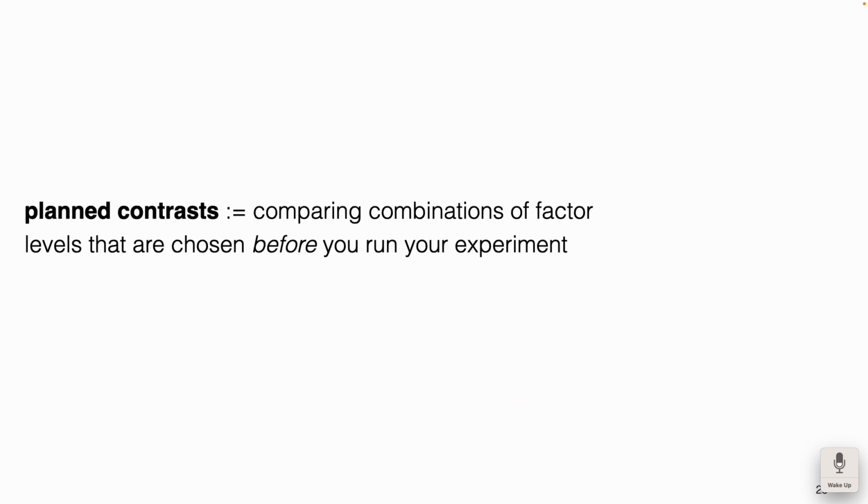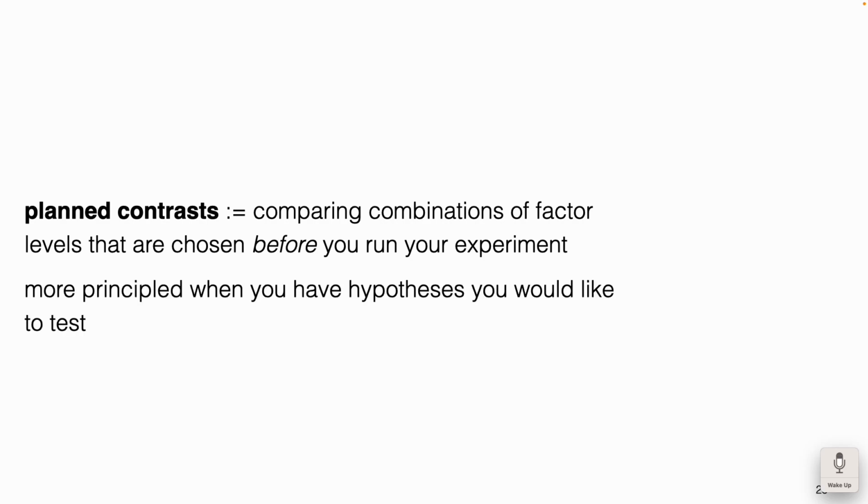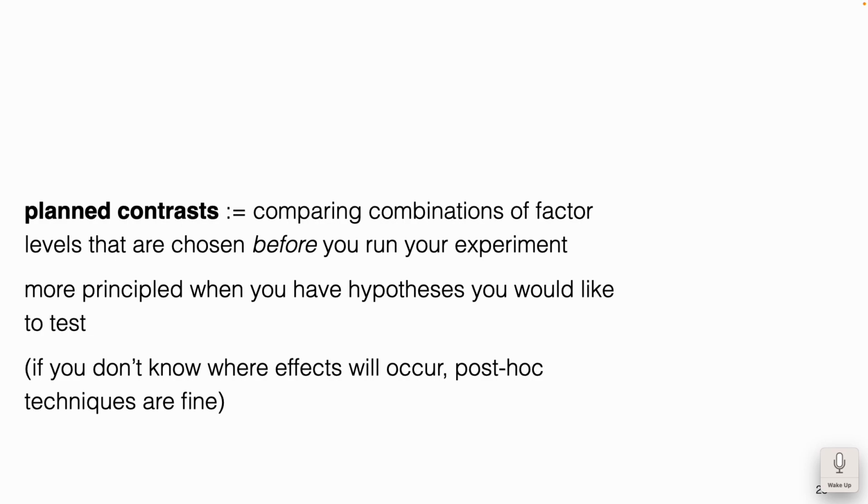Planned contrasts are contrasts that you plan in advance before you do your experiment, often before you even collect your data. So it's comparing combinations of factor levels that are chosen before you run your experiment. It's the more principled way of doing post hoc analysis. It's not called post hoc analysis. It's the most principled way of analyzing the results of your ANOVA without just saying, oh, there is an effect, but we don't know where it is. If you don't know where effects are, post hoc techniques are fine, and that's where you do your Bonferroni or your Tukey's or Dunn's or Scheffé's, depending on what you're analyzing.